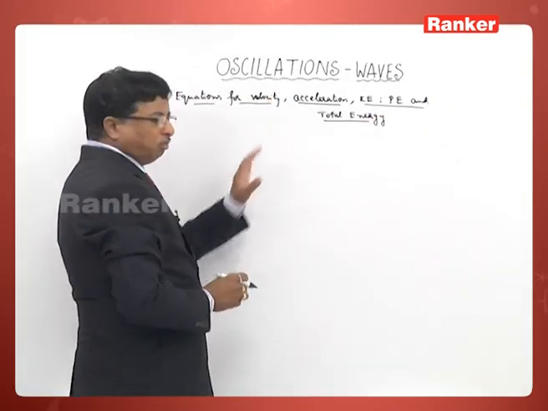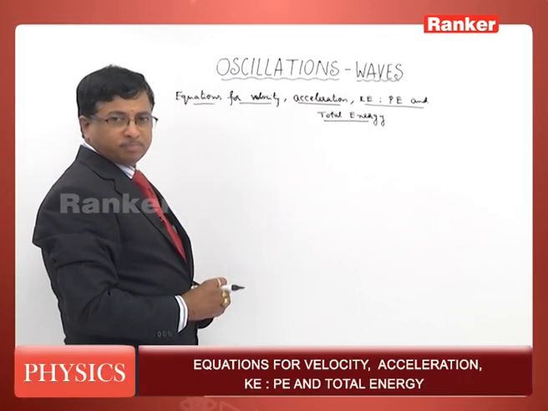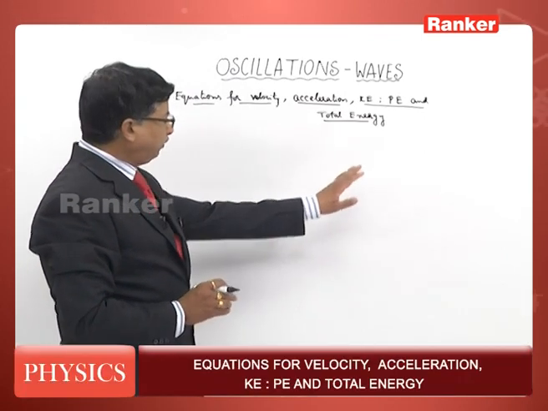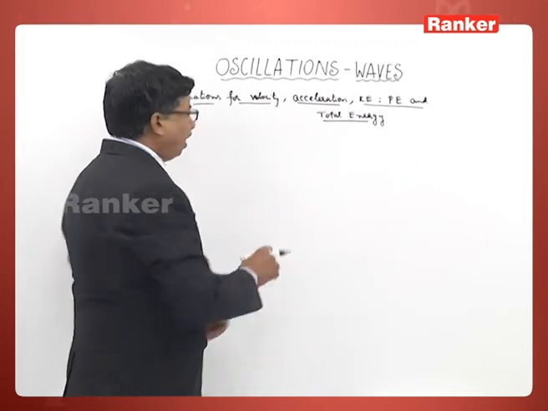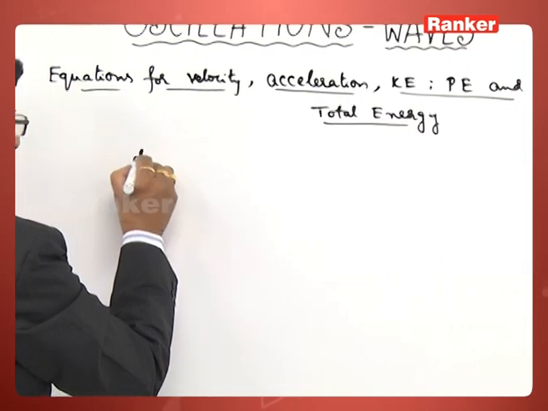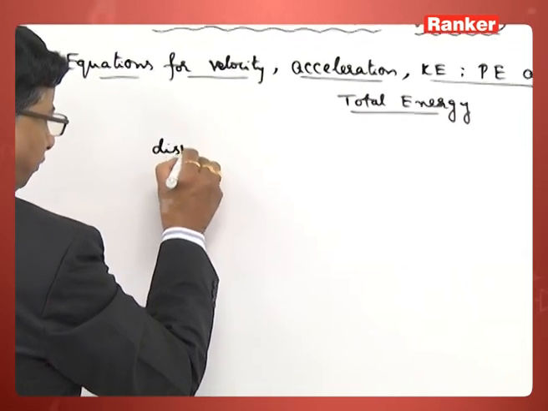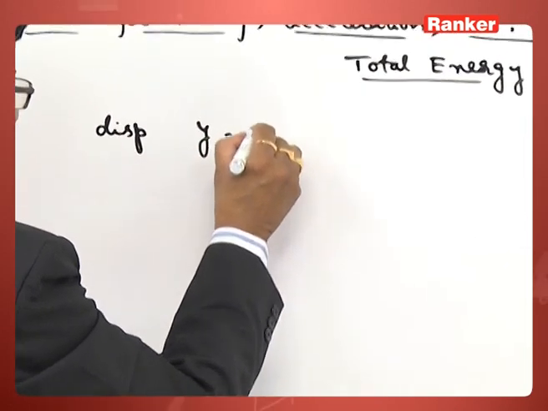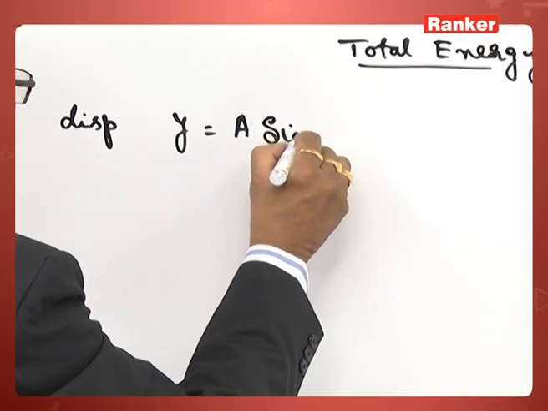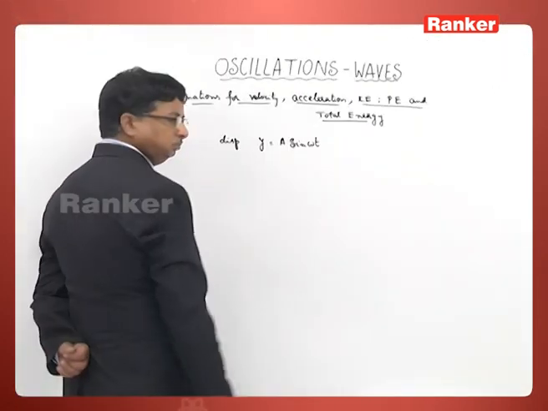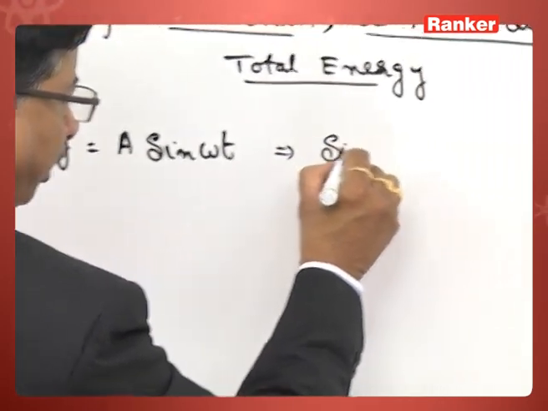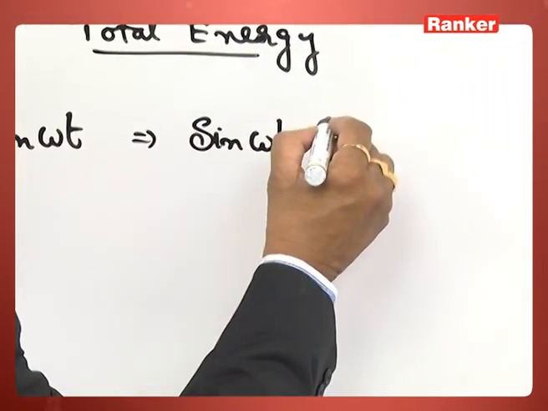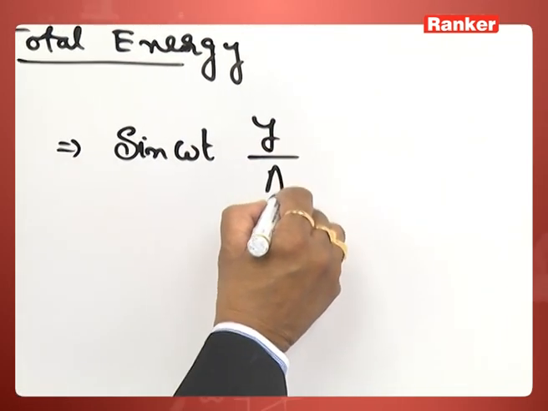Once again, we just go by mathematical approach by considering the same earlier equations what we have taken up. I just take displacement equation first. Y is equal to A sin omega t, from which you can directly write sin omega t as y by A.